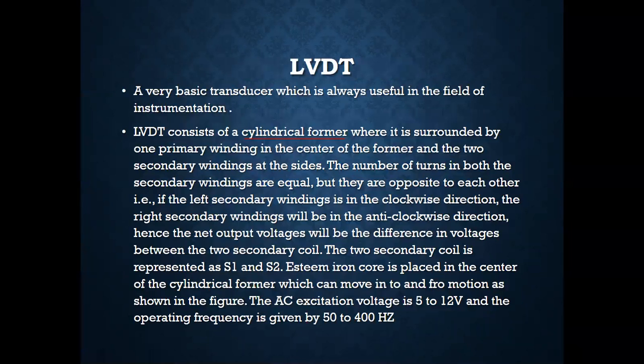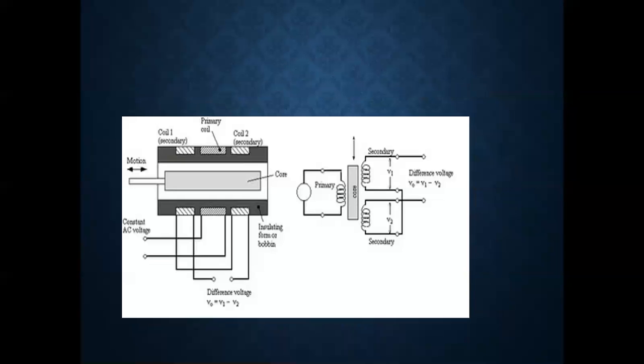Then next is LVDT. It's a basic transducer. It is highly used in instrumentation. The purpose is to measure the displacement. So this is the structure. This is a cylindrical former.